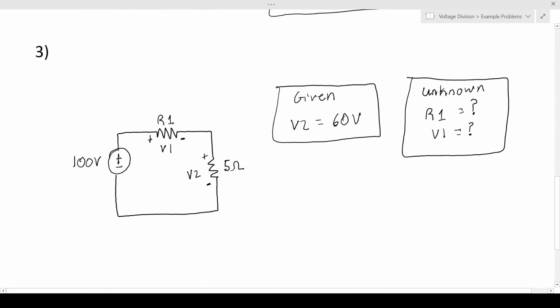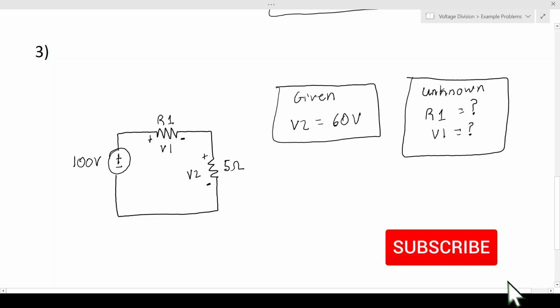So problem number 3 is a challenge problem. I want you guys to solve this problem on your own. It's a little bit tricky because we're given V2, but we don't know R1 or V1, and we have to try to solve for R1 and V1 given V2. And also given the source voltage, 100 volts. So try to solve this problem on your own, and if you're feeling confident, you could write your answer that you got into the comment section, and I'll reply to the first correct answer that I see.